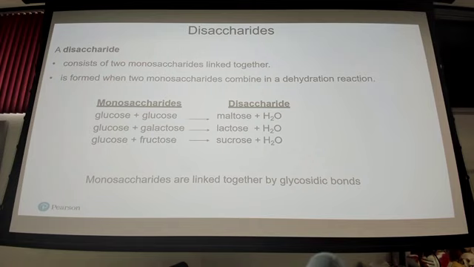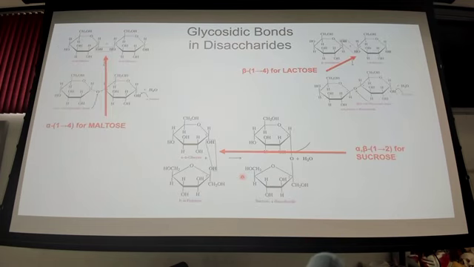Disaccharides. These disaccharides are very important. You may see some questions about them on your exam. Monosaccharides are linked by glycosidic bonds. Glucose is one of the monosaccharides that builds the three most common disaccharides. 2 glucose make a maltose, glucose and galactose make lactose, and glucose and fructose make sucrose. And here are the bond types in these 3 disaccharides.